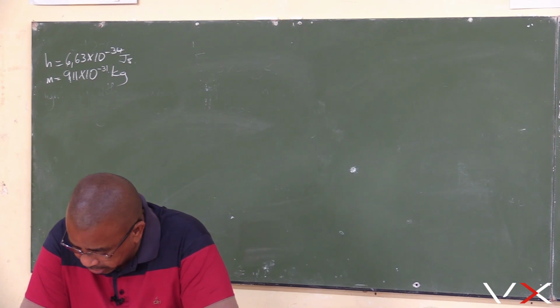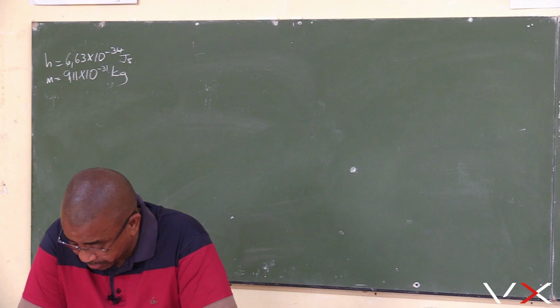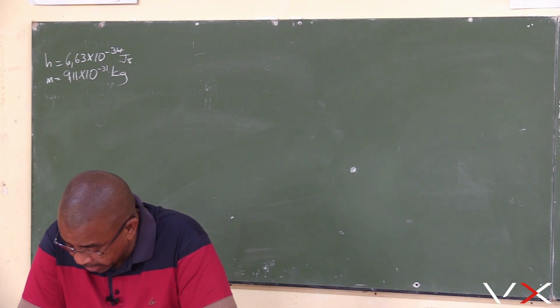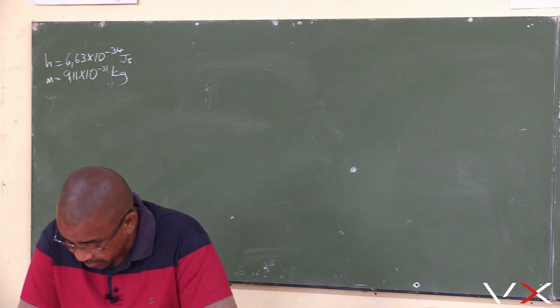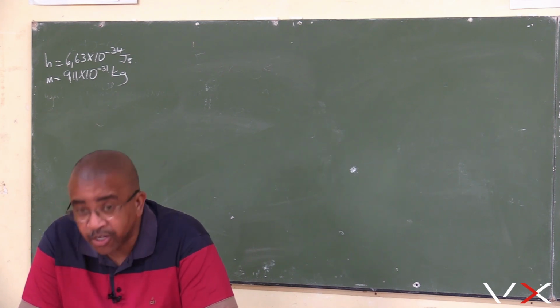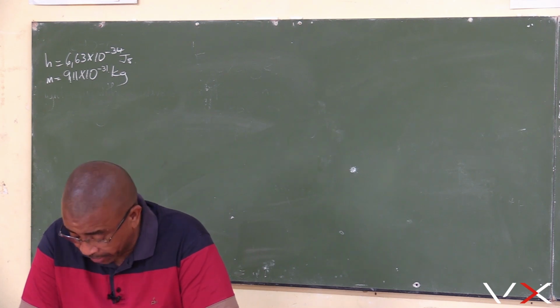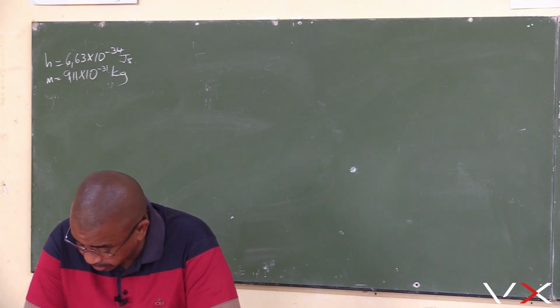What effect will this change have on the following? The number of photoelectrons emitted per second. That's okay. The number of photoelectrons that are emitted per second will be increased. Increase, decrease, or remain the same.